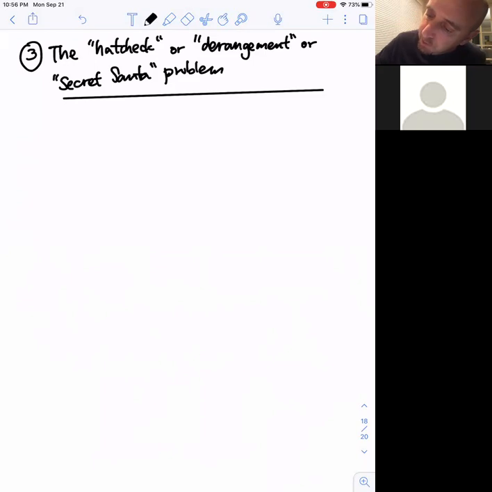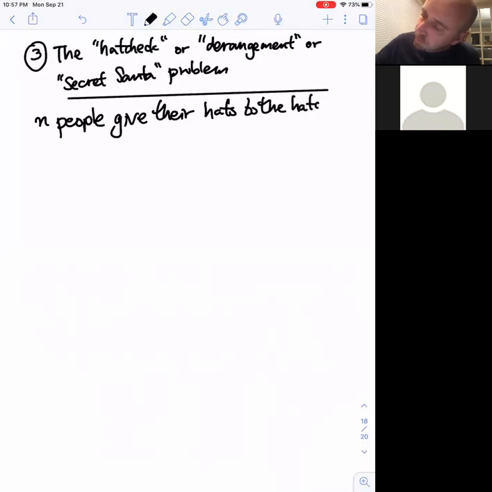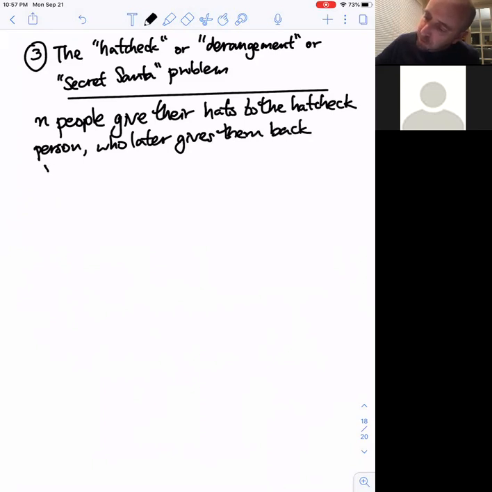Okay, I'm gonna write that down. N people, each wearing hats, give their hats to the hat check person. Who later gives them back totally randomly. When I say totally randomly, what I really mean is where any assignment of people to hats is equally likely. This hat check person is drunk. All right. And then the question is, what is the chance that nobody gets their hat back?